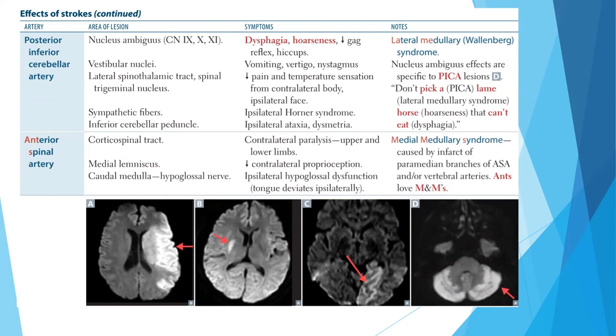Now, talking about the anterior spinal artery. Now, it is a typical spinal cord sort of a syndrome. Okay, now you can see the question framed as only paralysis of the upper or lower limbs or both. Okay, so not so hard and fast thing in the anterior spinal artery. Also, the medial medullary syndrome is caused by infarct of the paramedian branches of the ASA and the vertebral artery.